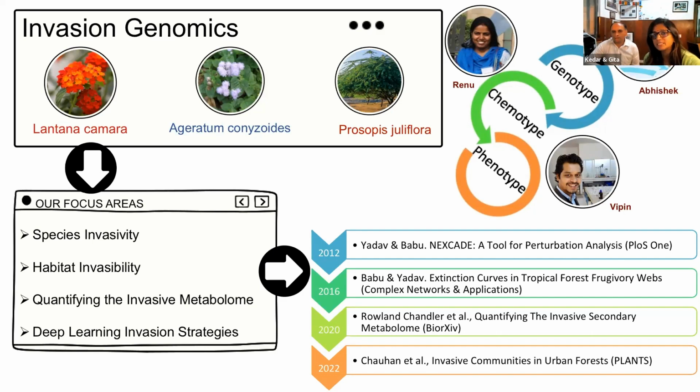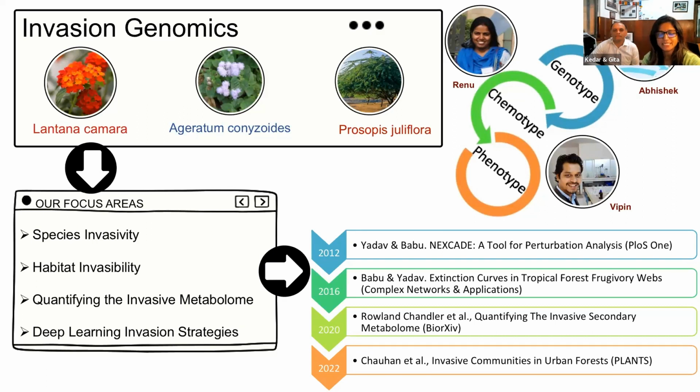In the lab, it is my students, you see them on screen. Abhishek maps these phenotypic features to genomes and transcriptomes, as well as the metabolomes of the aggressive invaders. The current species that we've been keen on are Lantana camara that you see on screen, as well as Prosopis juliflora, which in Indian vernacular we call the vilayati kikar. There's also Ageratum conyzoides that you see on the screen out here.